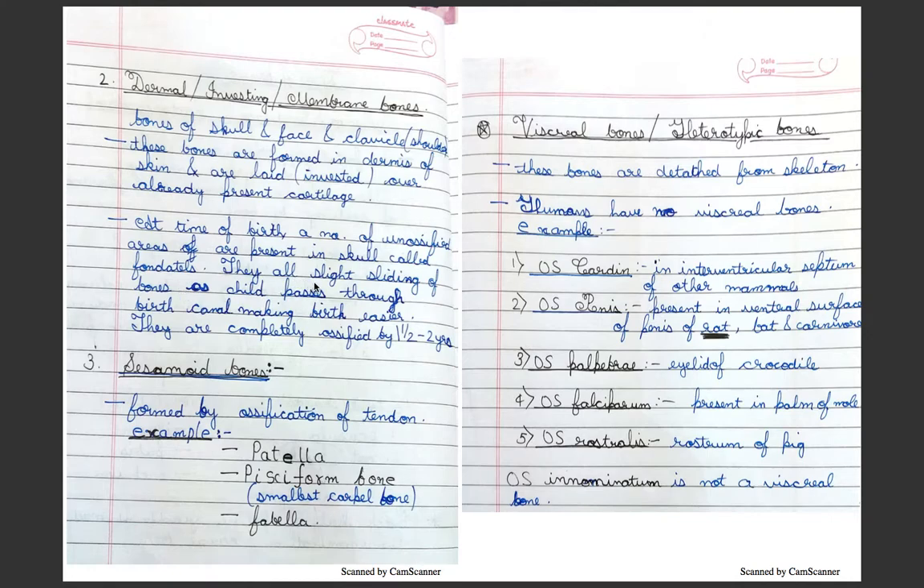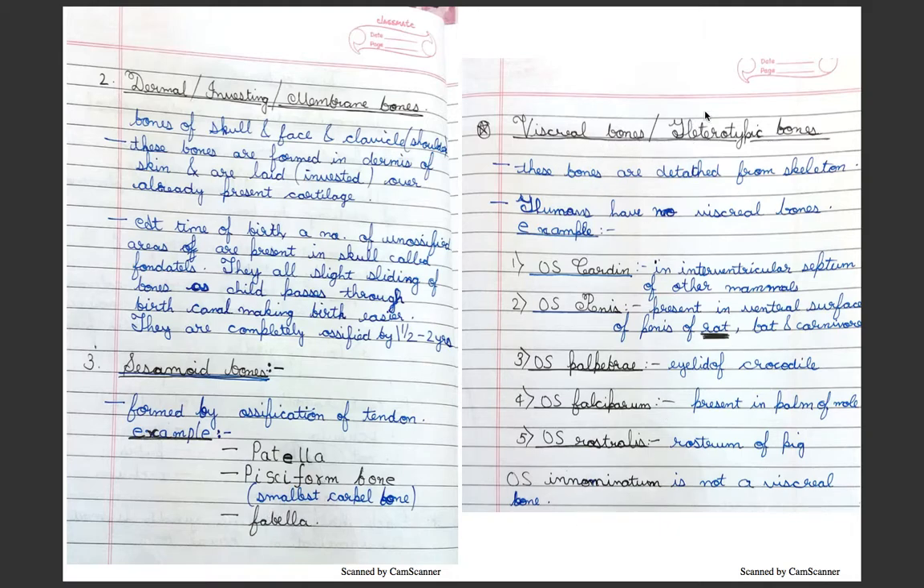These are slightly sliding bones. As the child passes through the birth canal, this makes birth easier. They are completely ossified, that is covered by bone, by 1.5 to 2 years. Sesamoid bones are those bones which are formed by ossification of a tendon. For example, patella, knee, and pisiform bone, that is the smallest carpal bone of the hand, and fibula.